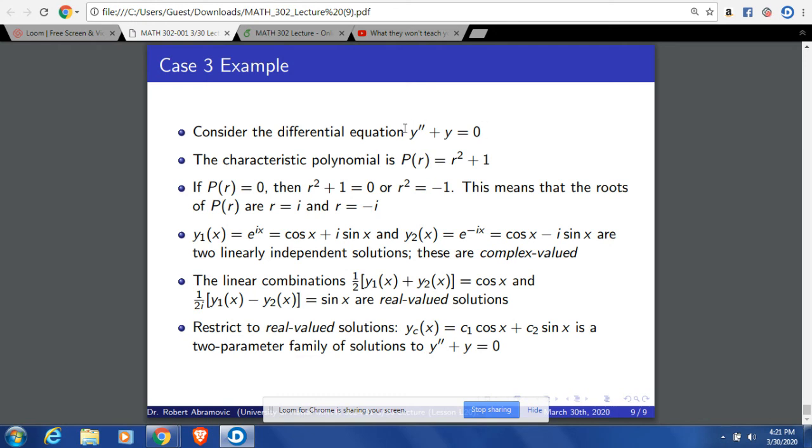This will become important later on when we study motions of springs. So c1 times cosine x plus c2 times sine x is a two-parameter family of solutions to y double prime plus y equals 0.